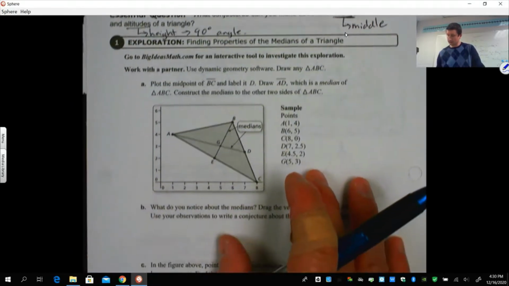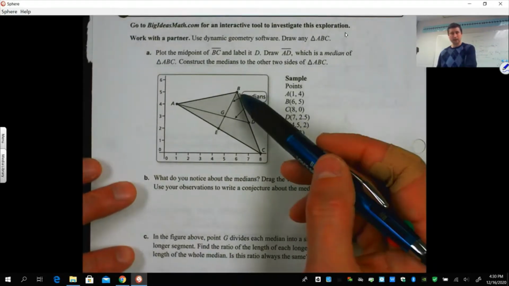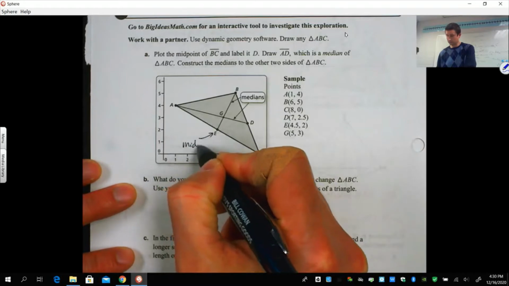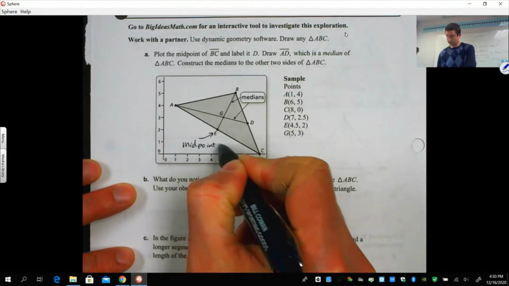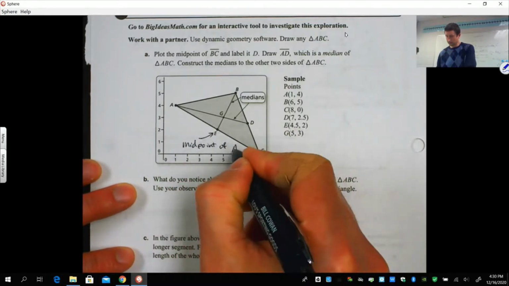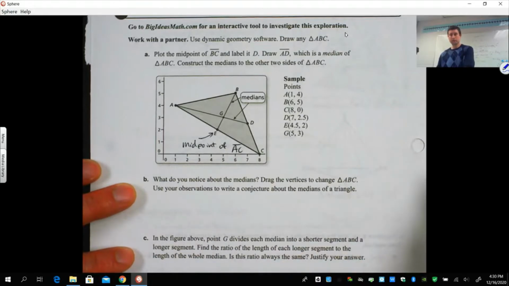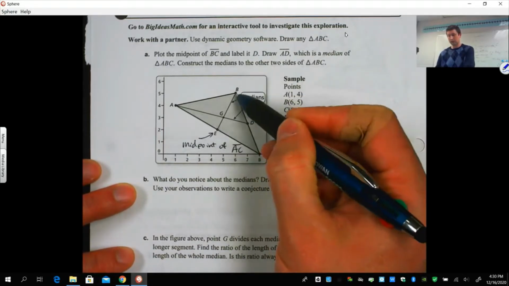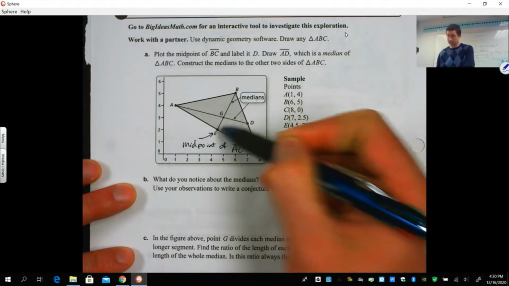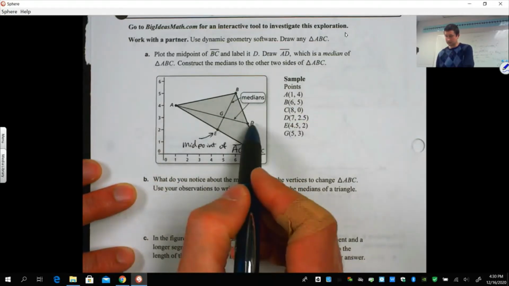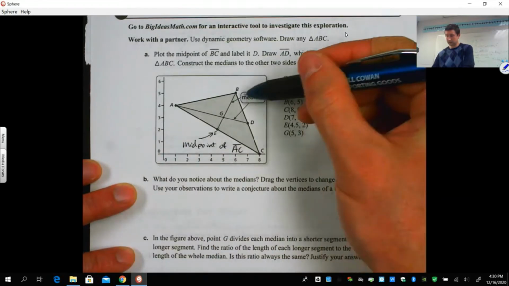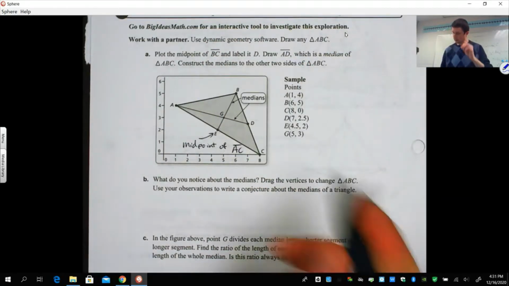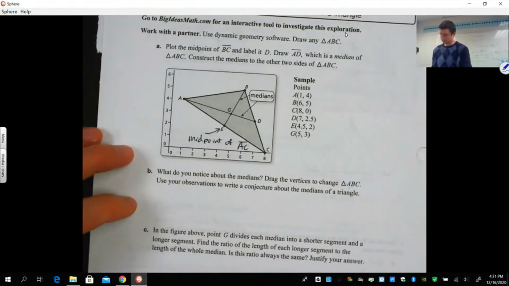So when you do a median, this point has to be the midpoint of segment AC, and then you connect the vertex to that point, and you have what we call a median. Same thing here. D has to be a midpoint of segment BC, and then you connect those two, you have a median. And they meet right here together.